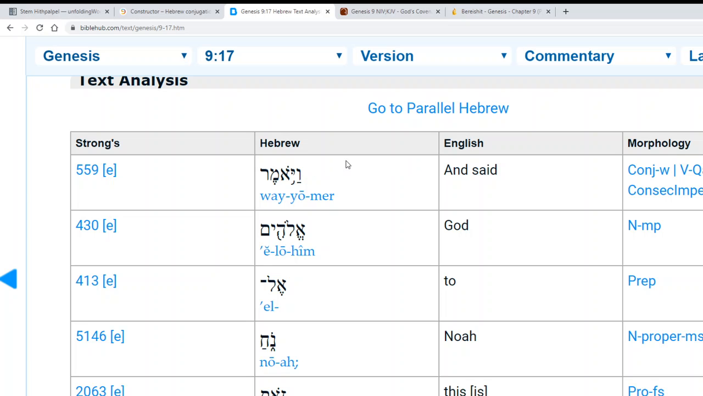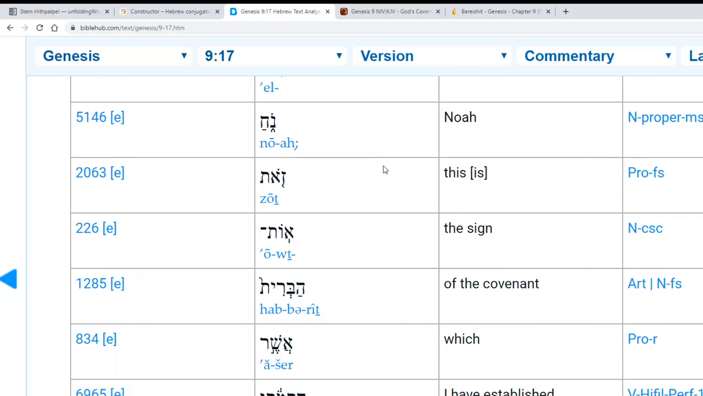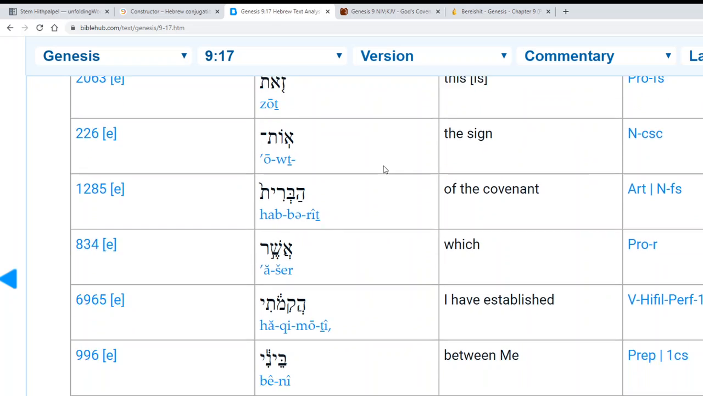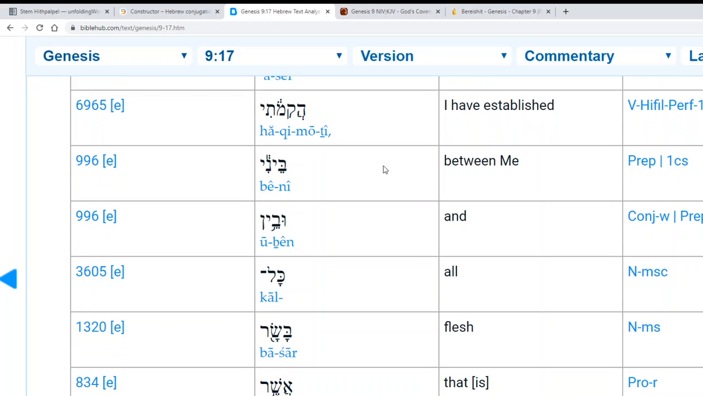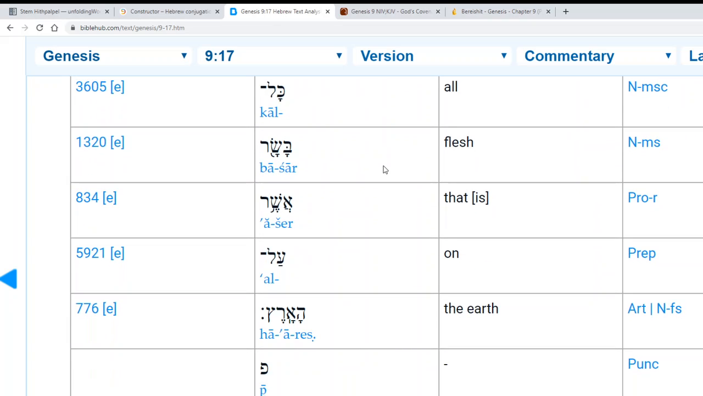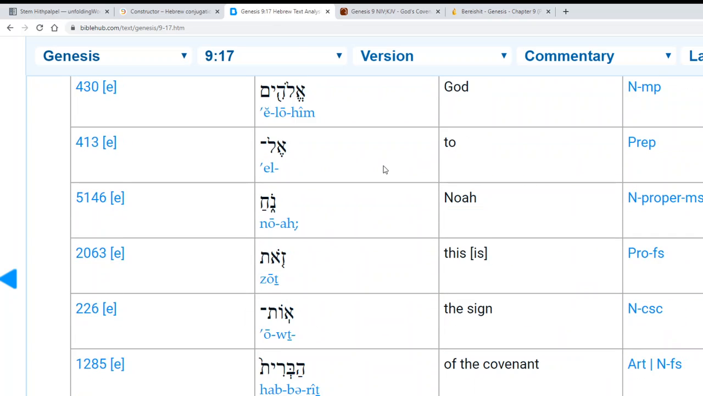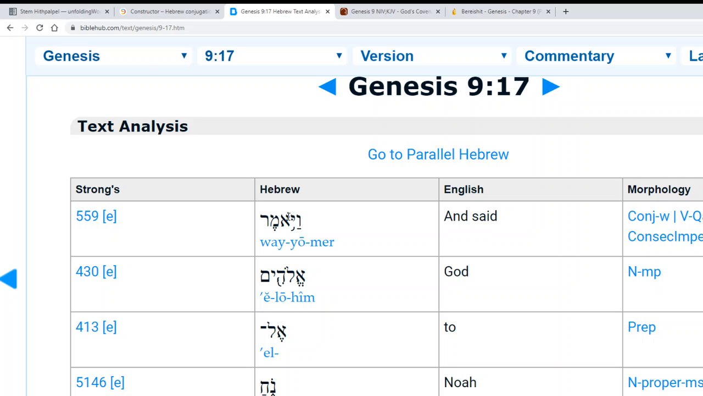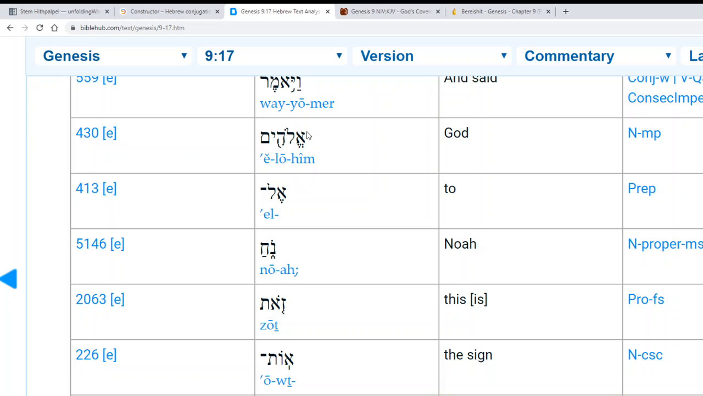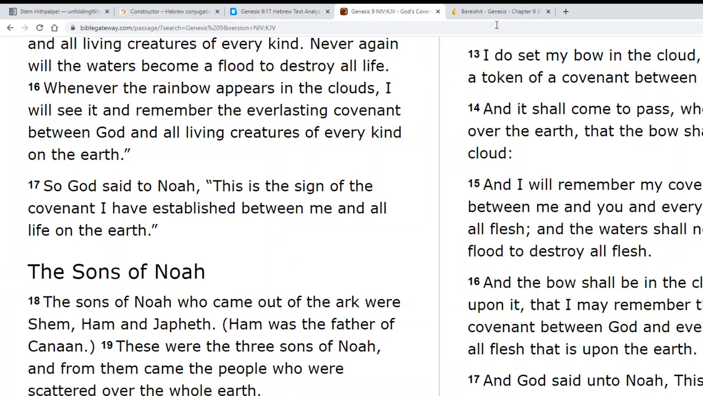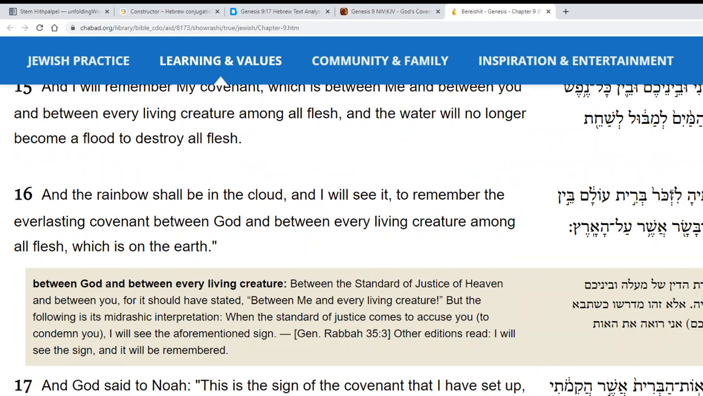Conjunctive vav. Vayomer Elokim el Noach zot ot habrit asher hakimoti beini uvein kol basar asher al haaretz. Okay? So, conjunctive vav, the yud is in the imperfect. Amar is to say. Elokim, right? God. Let me just make sure.